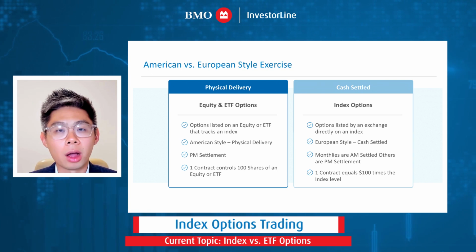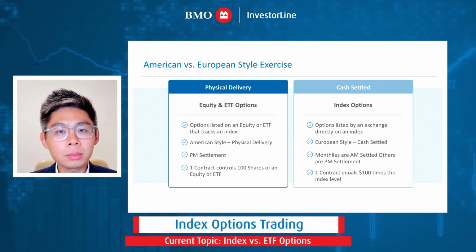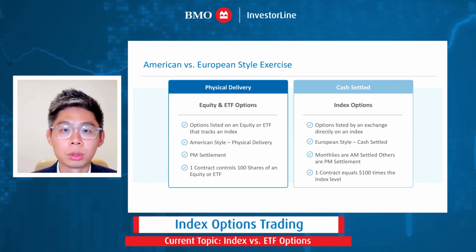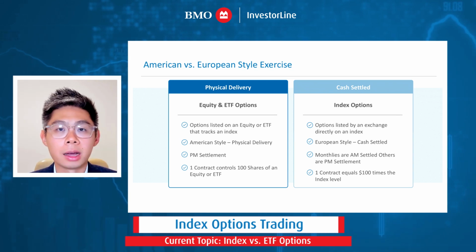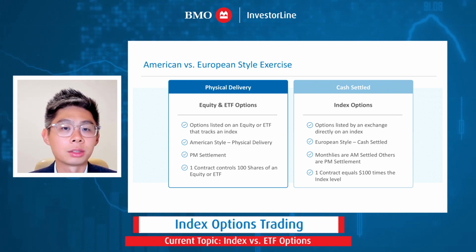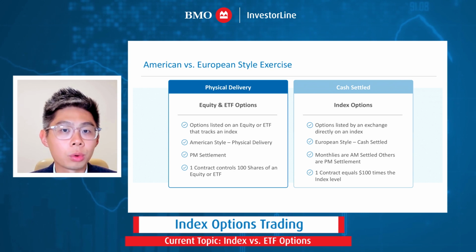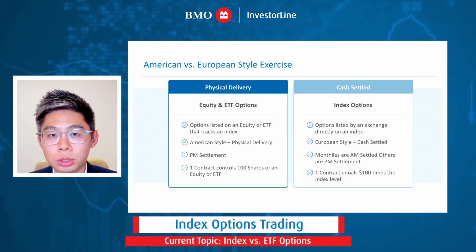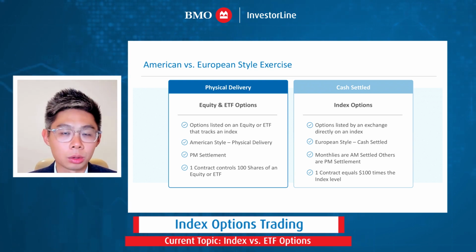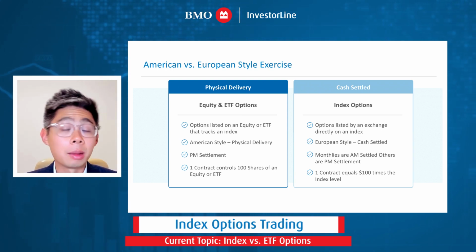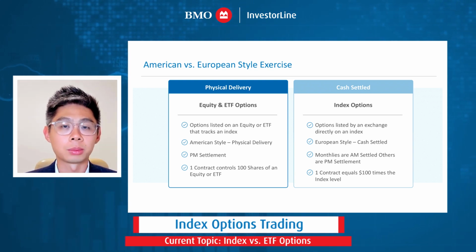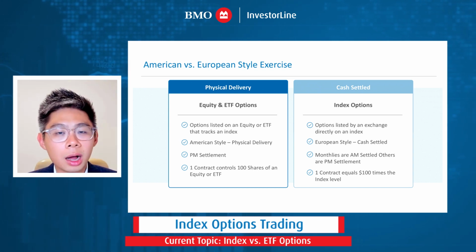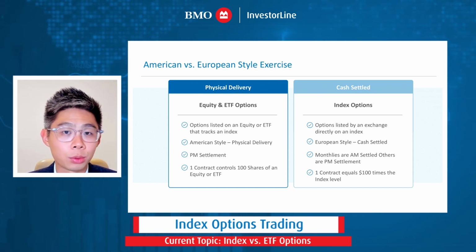That means they are exercisable up until the expiration date. You can exercise them at any time before or on expiration date, versus index options are what we call European style, or typically European style. That means that options for index options are typically only exercisable at expiration.